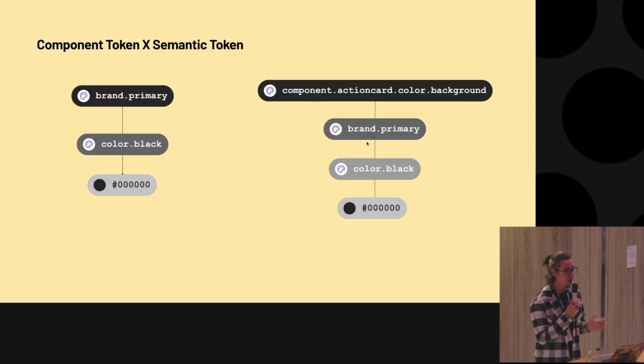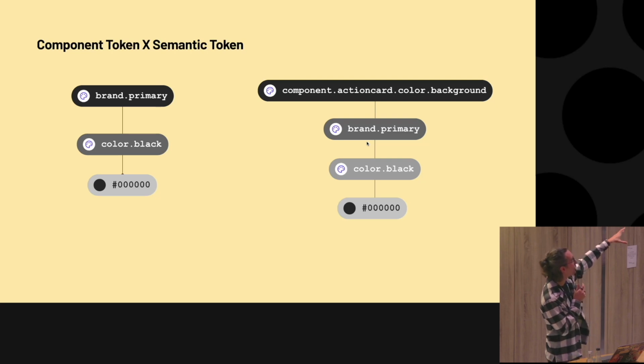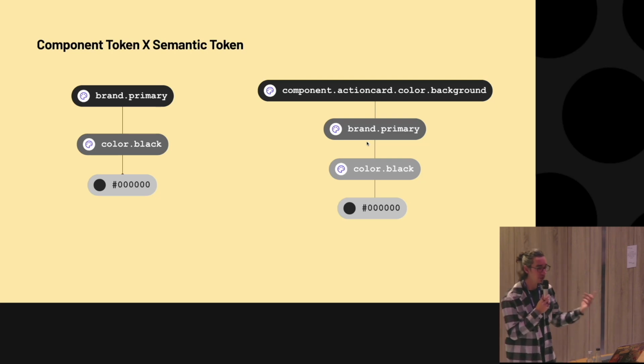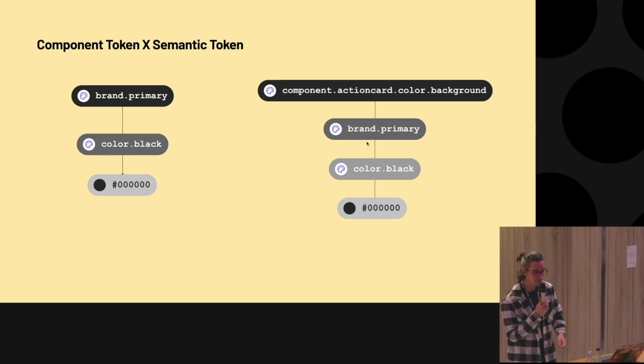How that looks like in real life. If you're familiar with semantic tokens, on the left, that's what you have. You have brand primary, you have your color black, and then you have the real value. But component tokens are just another layer on top of that. It doesn't suit everyone, but in our scenario, it suits really well. Your semantic token is still there, but your component brings the whole isolation that you need.